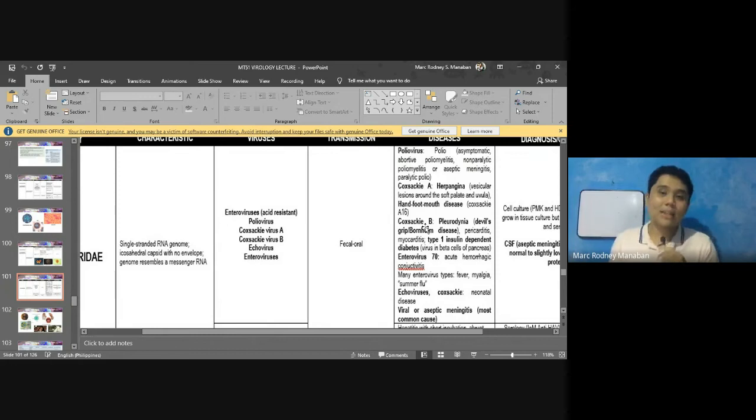Okay. Aside from that, your hand, foot, and mouth disease. Very important. Hand, foot, and mouth disease is caused by Coxsackie A16. All right. So hand, foot, and mouth disease. It's called hand, foot, and mouth disease because of the lesions seen on the hand, on the feet, and in the mouth. All right. Usually seen in children.